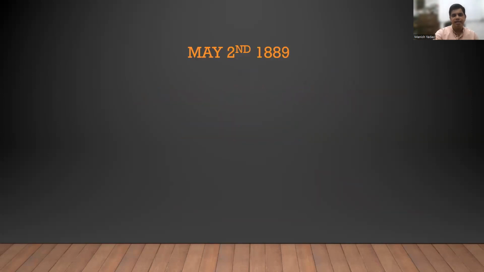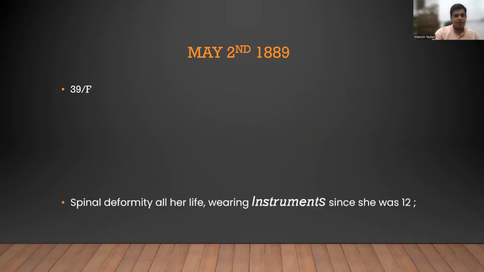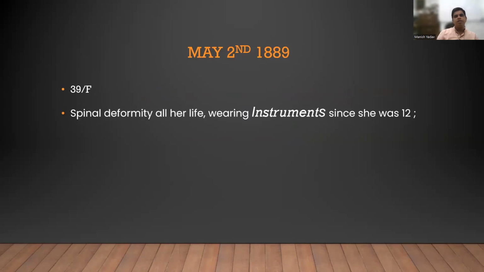May 2nd, 1889, a 39-year-old female came, with spinal deformity. She had been having a spinal deformity all her life, and she was wearing instruments to stabilize her since she was 12 years of age. So she's right now 39. Now, the first question that should come to your mind: of course, this is a case of right breast tumor, and we're going to address the tumor.